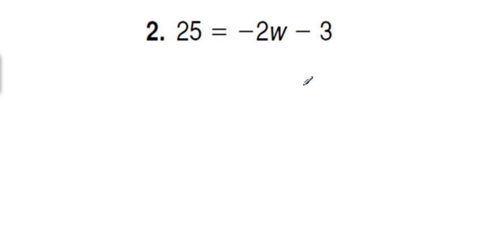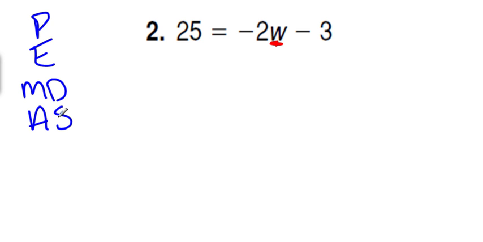Number 2. Alright, same thing. Still upside down PEMDAS. We still want to get W by itself. W doesn't want friends anymore. So we have times -2. We also have -3. Remember, if we're doing upside down PEMDAS, I have to keep doing this every time. PEMDAS. And we're just going to flip it upside down.